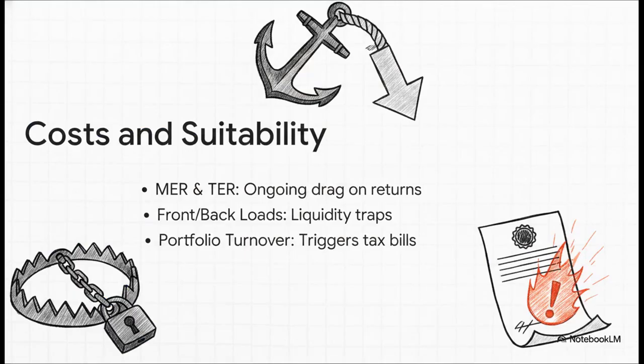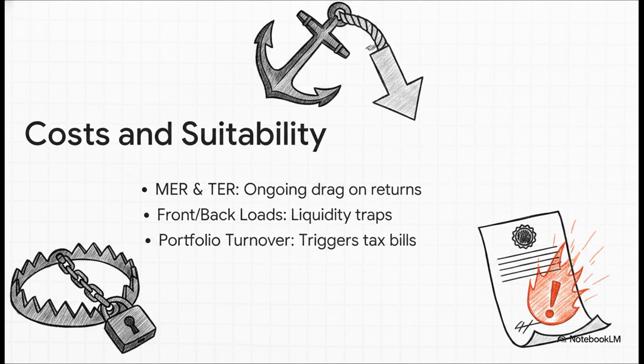Now, let's look at the impact of costs on suitability. This is where the rubber really meets the road in client protection. MERs and TERs, they are an ongoing annual drag on returns. Even a tiny 1% difference compounds massively over 20 years, so you have to justify higher-cost products with superior value. Then you have front or back loads, especially deferred sales charges, which reduce the proceeds received and create severe liquidity traps for clients who might actually need their funds soon.